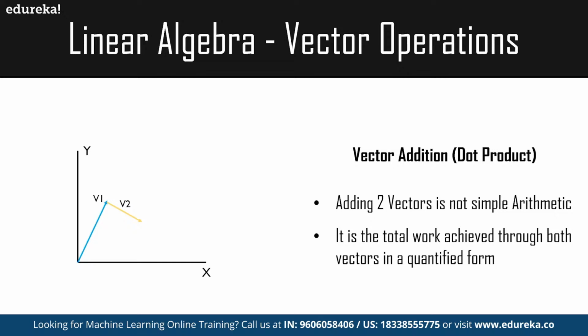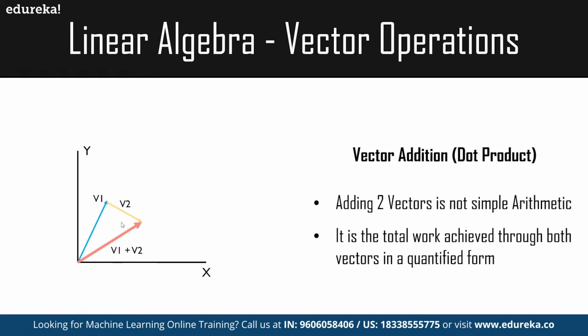And then we have vector addition, as in a dot product. Basically this operation is the addition of two different vectors, but it is not just a simple arithmetic value. It is actually the displacement that we achieve from the working of both of these vectors. The diagram below will help you understand better. As you can see, we have two different vectors here, v1 and v2, right? It is the displacement that we achieve from working with both of these vectors that we consider a part of vector addition.